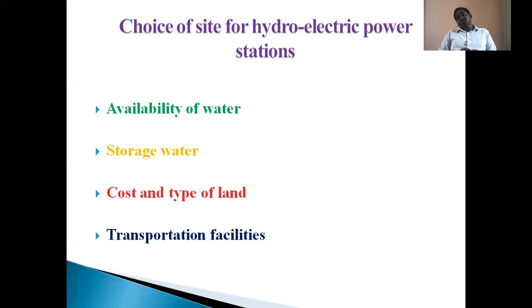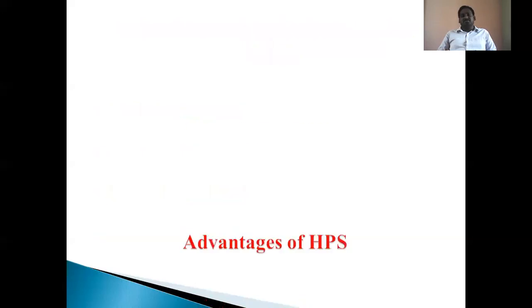Next, transportation facilities. Transportation is very much essential for carrying equipment to build a hydroelectric power station. The transportation is by roadways or railways, by truck or by trains. So these are some of the considerations to select a site for the construction of a hydroelectric power station.